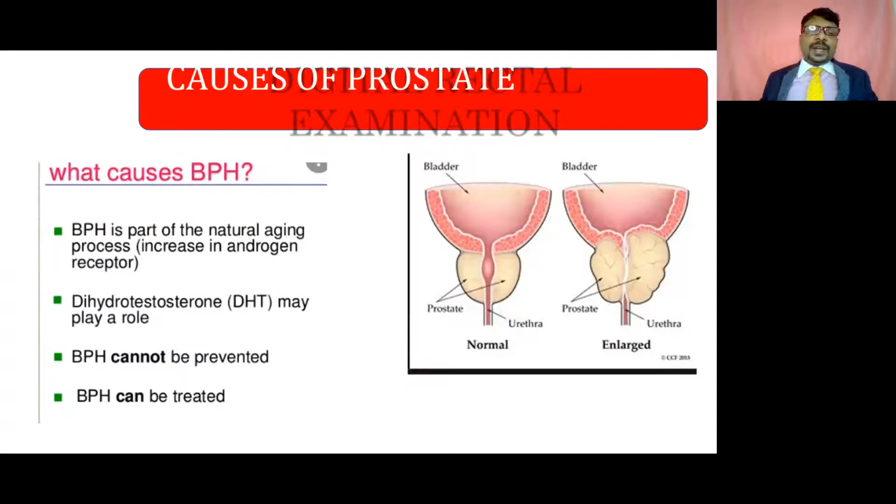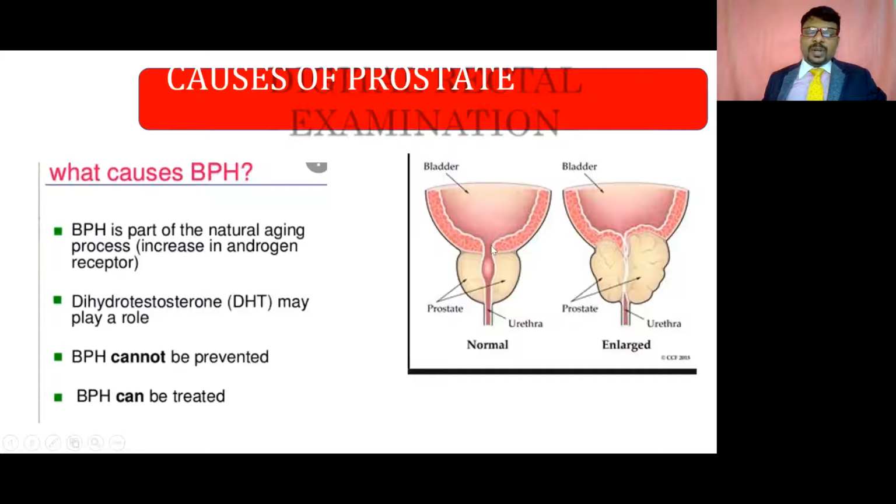So, what are the causative factors for this benign prostatic hyperplasia, or enlargement? This is actually normal in male patients, because throughout life the prostate may enlarge. So this is part of the natural aging process.